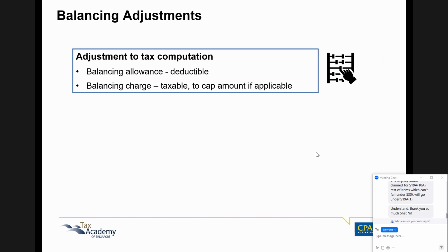This is what I'm trying to say: balancing allowance deductible, balancing charge taxable. But there's a cap.